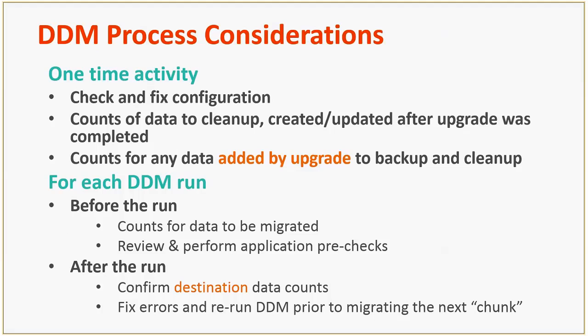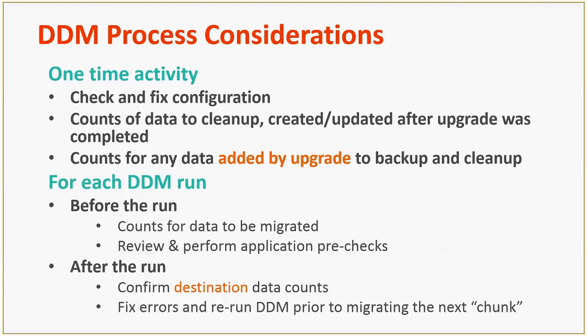Get those counts on the destination server based on your last upgraded date timestamp, right? And then clean it up. There are links in the documentation which will tell you exactly what you can do and how you can get this done, right? And then count for any additional data added by the upgrade. You back them up and clean up. If you need any of that data, you can always import it back later after the final DDM run by generating new IDs for them, right?